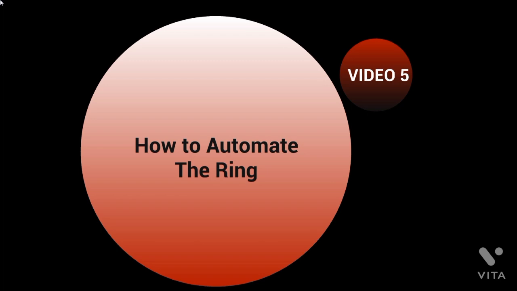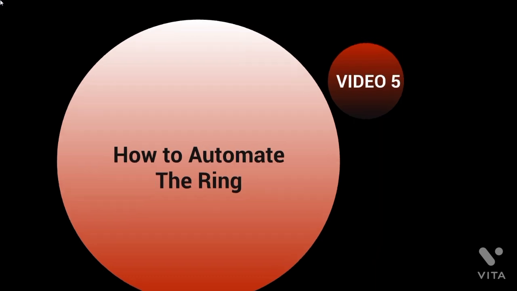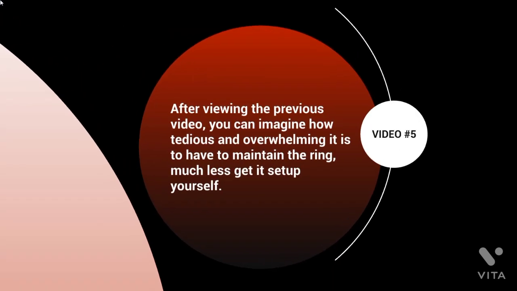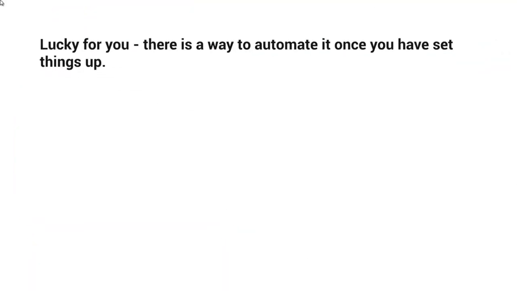We're going to talk about how to automate the ring. Now that you understand how everything is interlinked, how everything is connected, and how you can be creative and make your own ring. So after viewing the previous video, you can imagine how tedious and overwhelming it is to maintain the ring, much less get it set up yourself. But lucky for you, there is a way to automate it once you have set things up. Getting things set up is the tedious process.